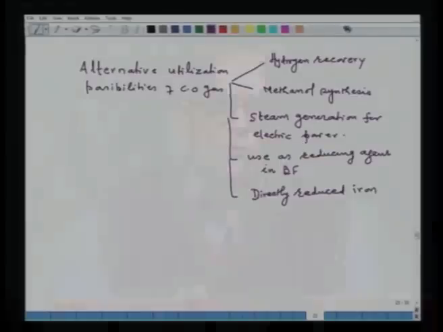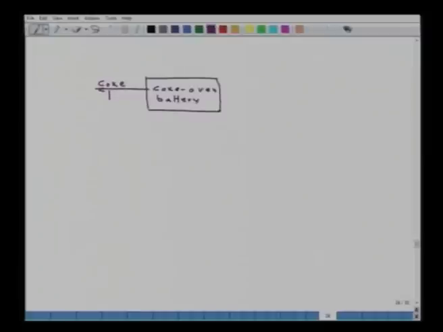Now, in order to show these possibilities, let me draw a sketch for you so that you can understand. Now, for example, we have the coke oven battery. Say this is the coke oven battery. The coke is being produced, and of course it is used in the blast furnace.